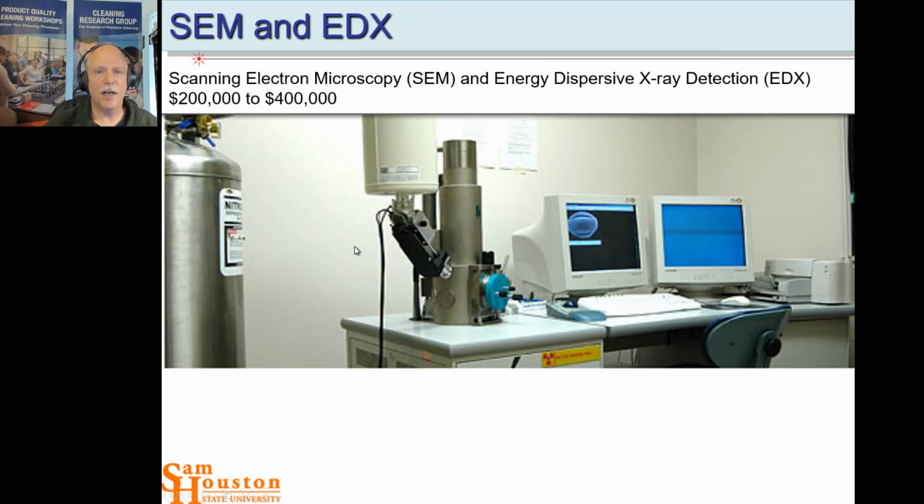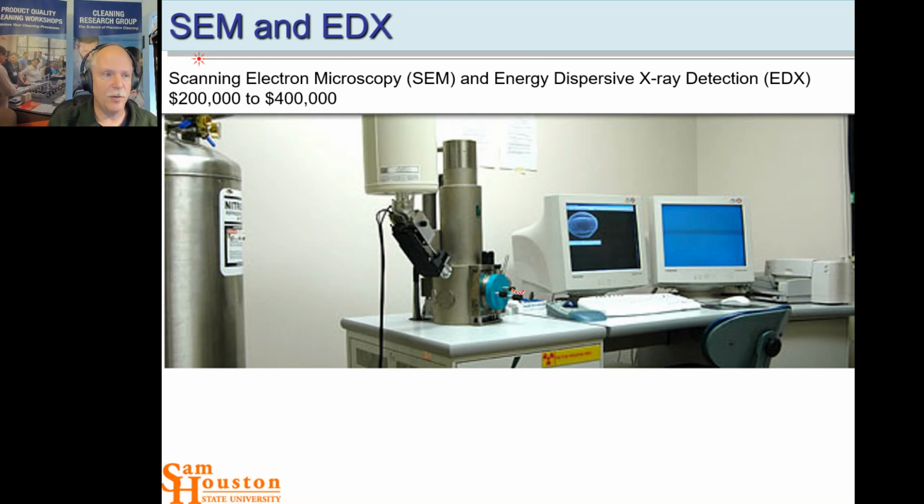Now, some of the analysis can be quite high tech. That's why you have to send it in. It's very rare that you would have a scanning electron microscope at a police department or some sort of frontline investigative unit. But you would send this back to a DPS lab or some other kind of well-equipped lab to do the analysis. So scanning electron microscopy, these things can run $200,000 to $400,000 for the instrument.